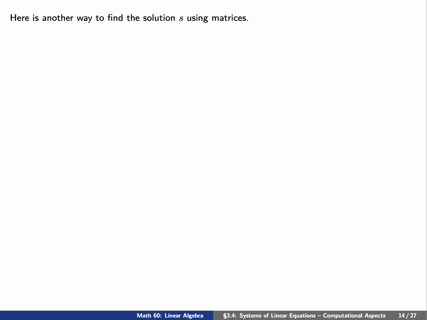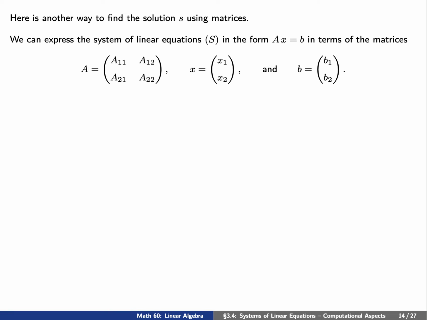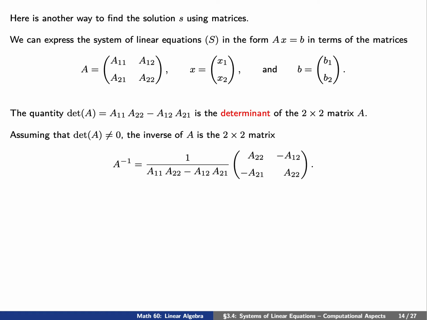Let's give a different way to find the solution, but now using matrices. Recall that we can express our system of linear equations in the form A times x equals b in terms of various matrices A, x, and b. The quantity we mentioned before, A11 times A22 minus A12 times A21, is called the determinant of our 2 by 2 matrix A. We'll come back later in the course and discuss this in more detail.